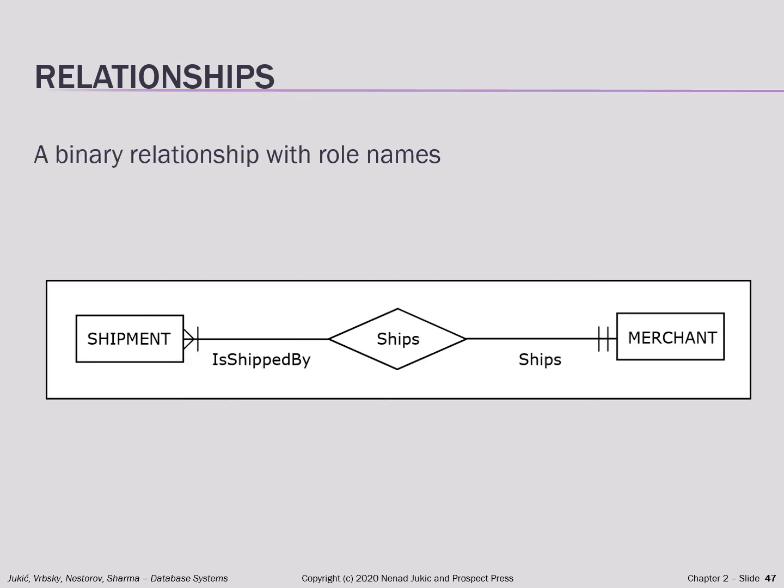When it comes to binary relationships, role names are rarely useful. In this case, for example, we really don't need the role names. It's clear that each shipment is shipped by exactly one merchant, and each merchant ships between one and many shipments. It doesn't harm anything, but it can be sort of a clutter when it's unnecessary. In this class, feel free to use or not use roles as you see fit.